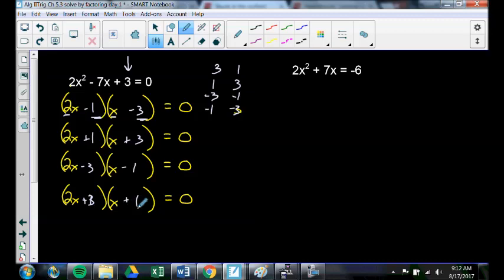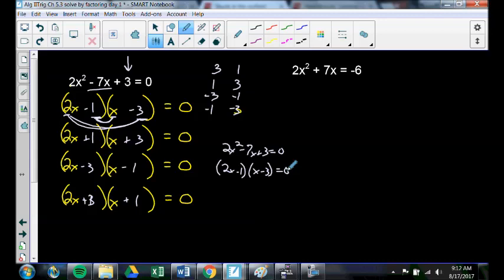Hopefully one of these 4 possibilities gets me a middle term of -7. That's my goal, to get to a middle term of -7. And I actually got it in the first one. Here is -1x. Here is -6x, because 2x times -3 is -6x. -6x minus 1x is -7x. So I've actually factored 2x squared minus 7x plus 3 into 2x minus 1, x minus 3. Those two expressions, those two equations, are the same.